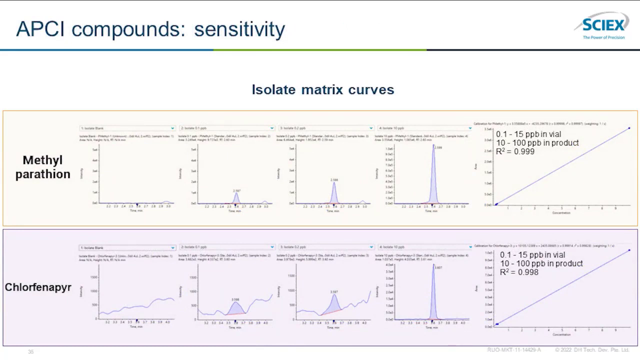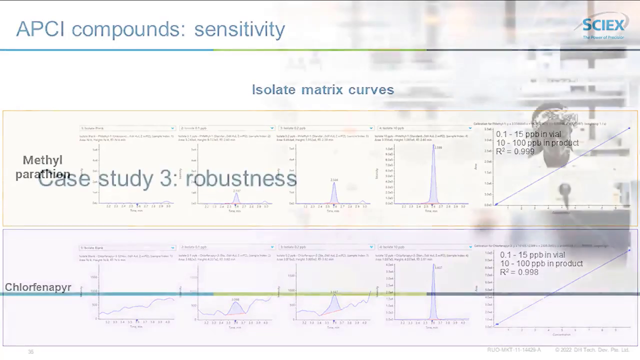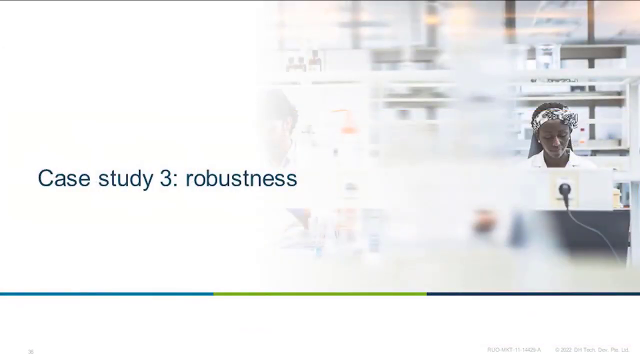And finally, just our APCI compounds. So we've got good sensitivity for both our methylparathion and chlorfenapyr. This is great news. It's telling us, hey, our method's going to be sensitive enough. It's flexible enough. Now we just have to decide if our method is robust enough to be able to handle these really challenging matrices.